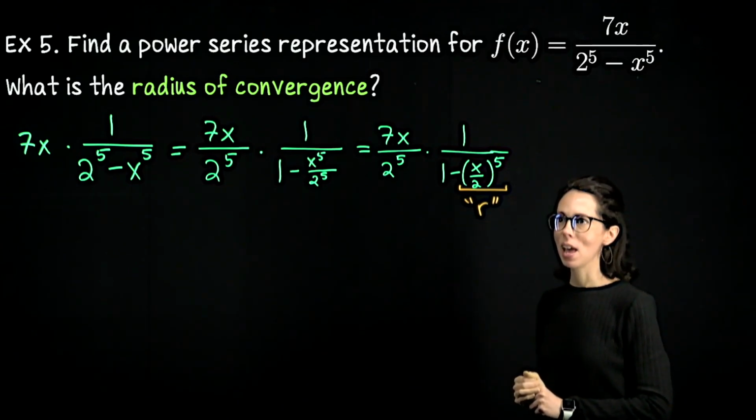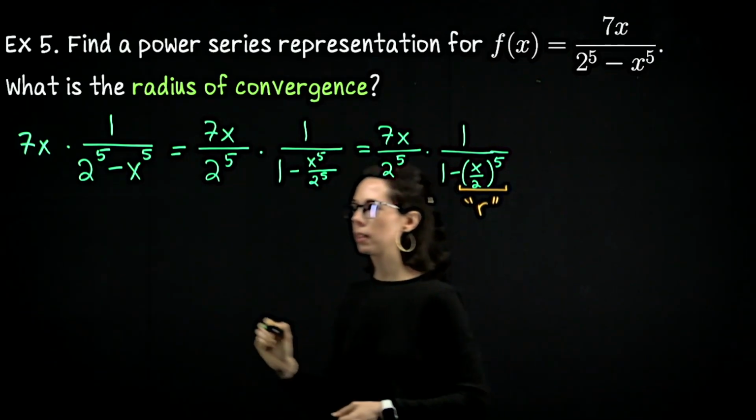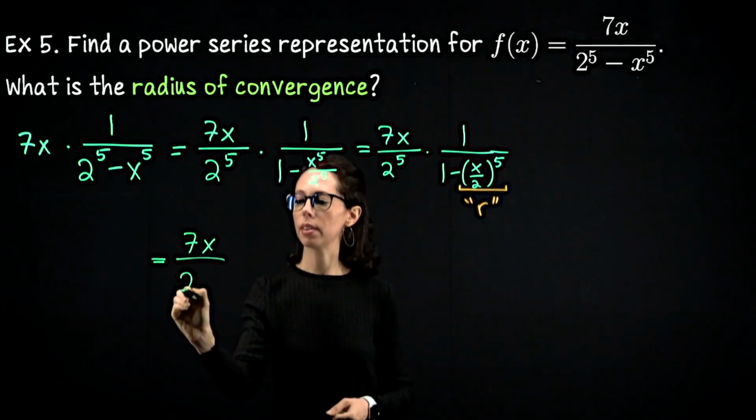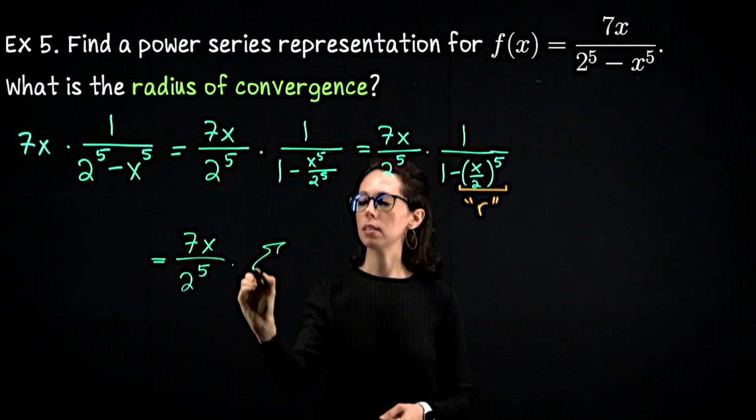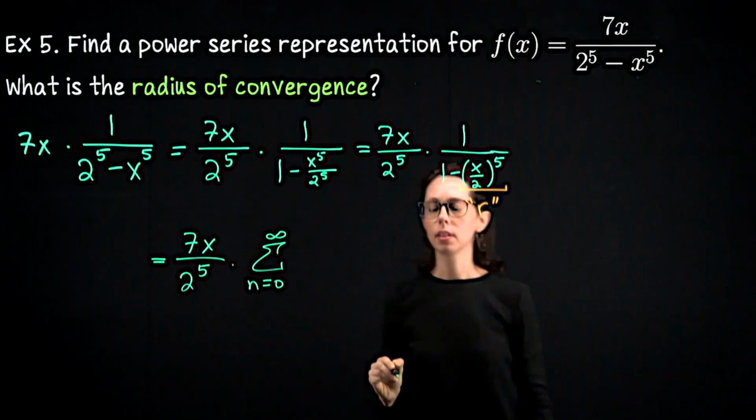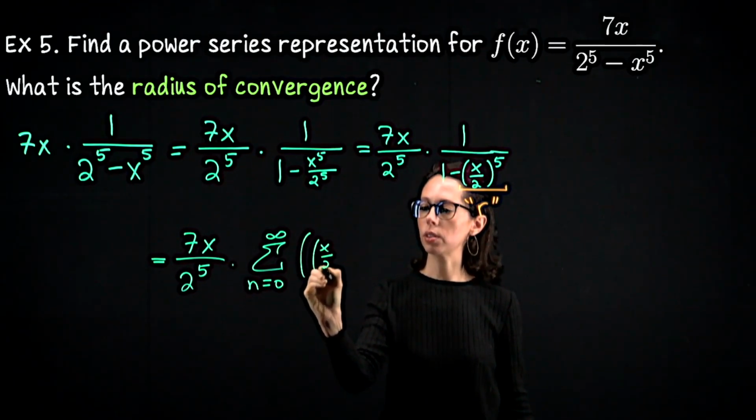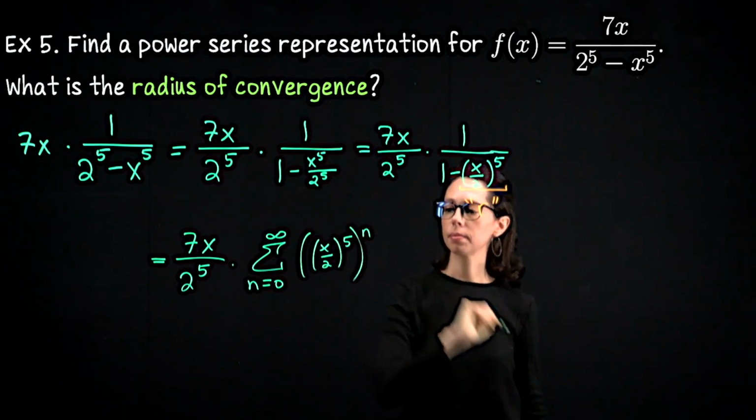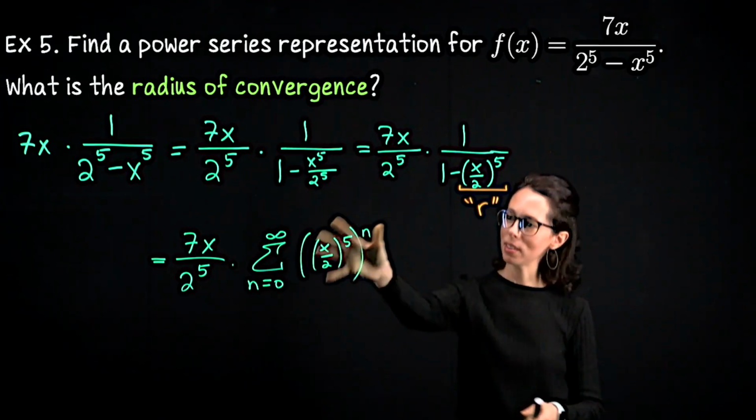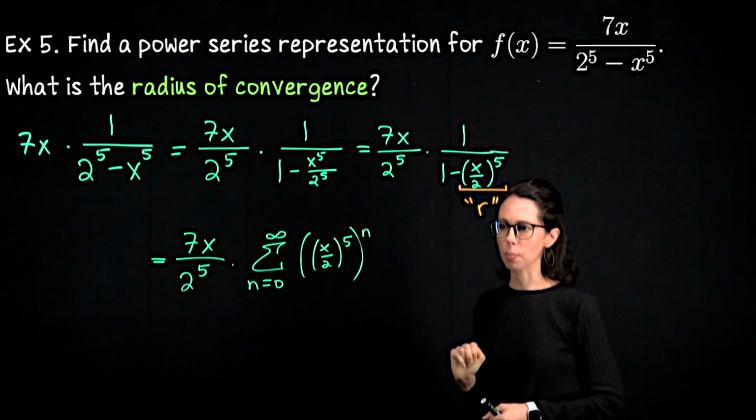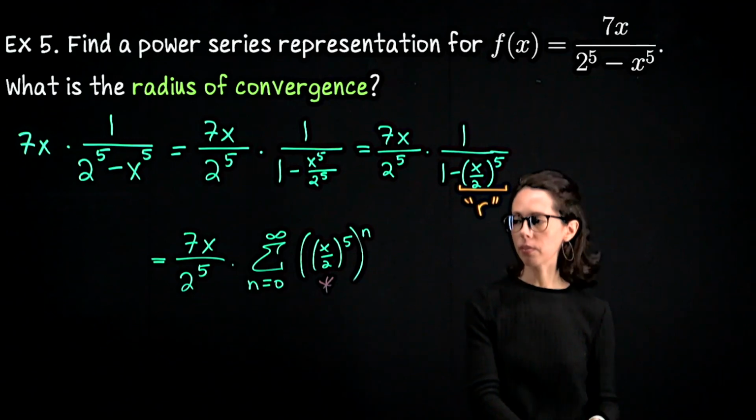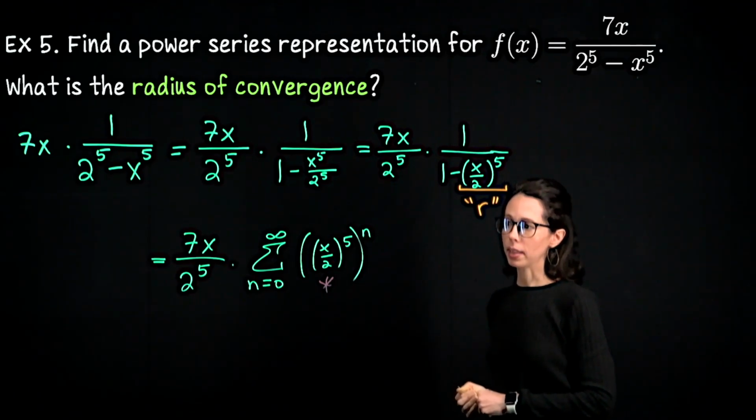Okay, so let's go down here and say that our function can now be written as 7x divided by 2 to the 5th times the series indexed from n equals 0 to infinity, this to the n. So it's going to be x over 2 to the 5th to the n. We just have to clean this up a little bit. Before I clean it up, I just want to mention this is what's going to go into our interval of convergence computation. So this moment is where I start looking for my radius of convergence. With that in mind, let's proceed onwards.